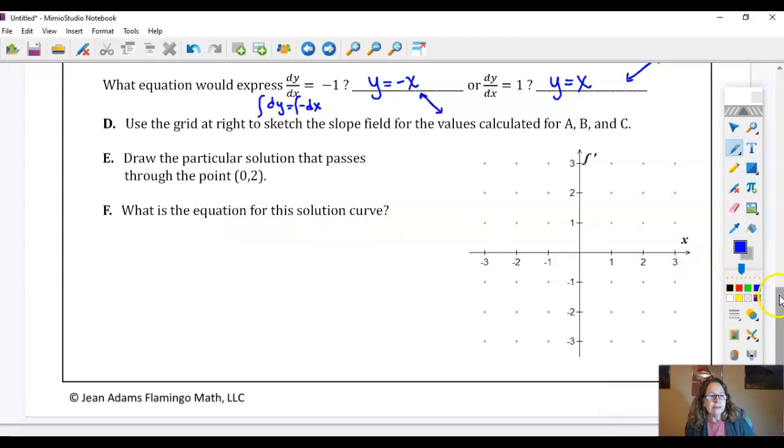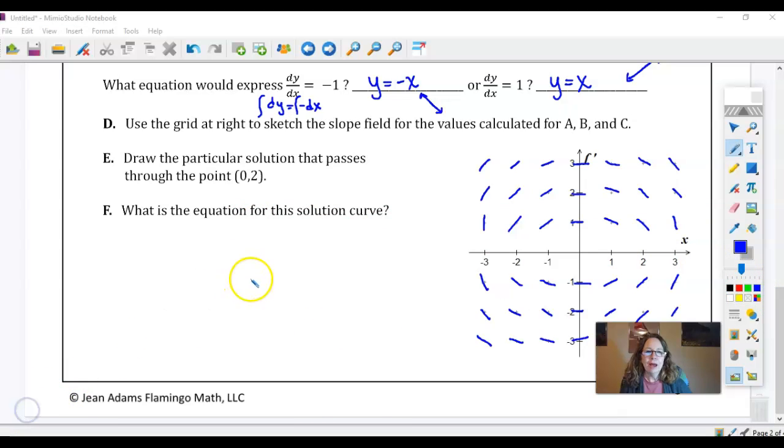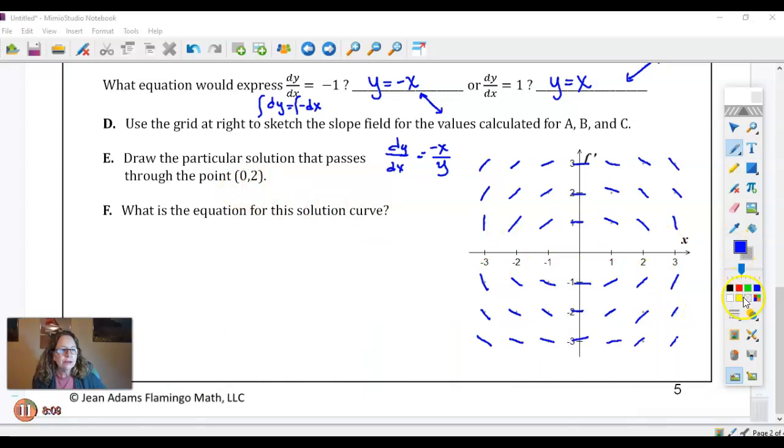So I'm going to go ahead and stop the video and put down my slope field, and you do the same thing. Not my best slope field, but I got it done. So I did go through every single point, and I put it into our differential equation, dy/dx equals -x over y. Now we want to do a particular solution through the point 0, 2. So 0, 2 right here.